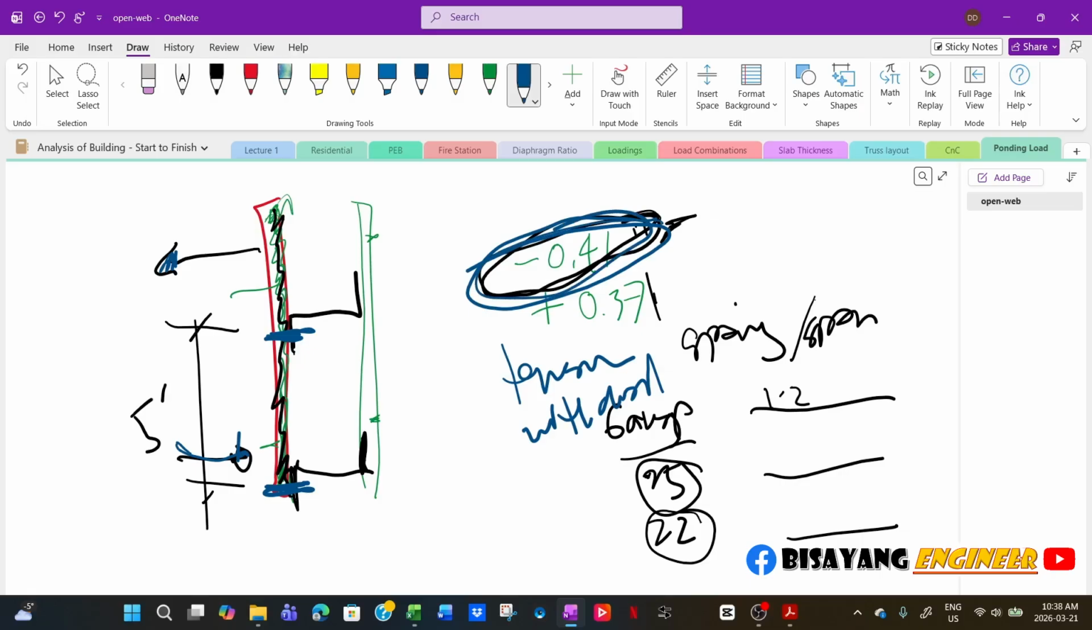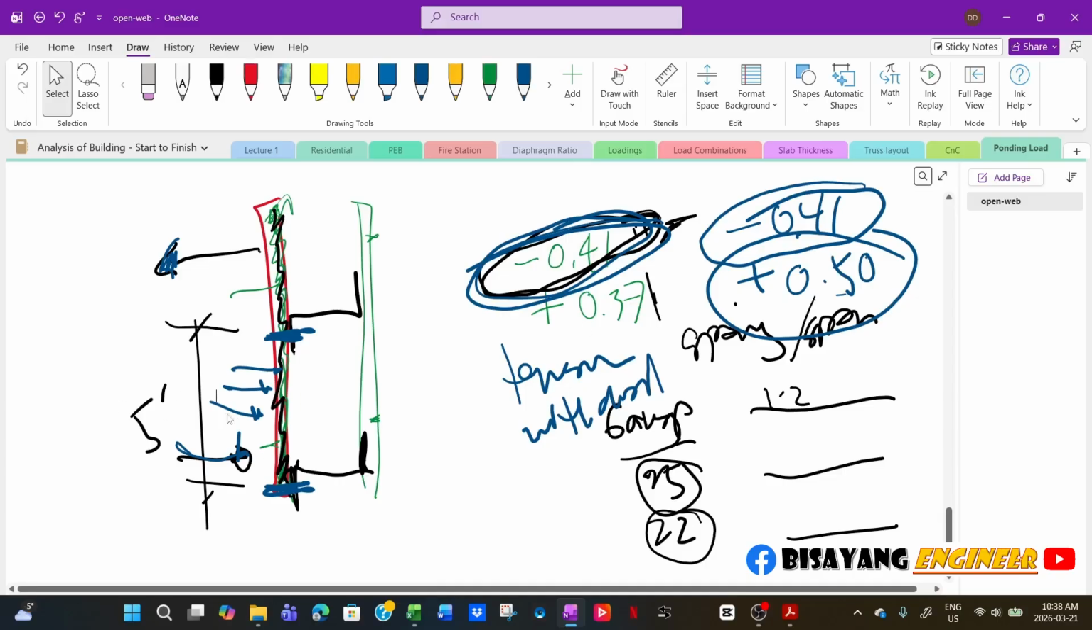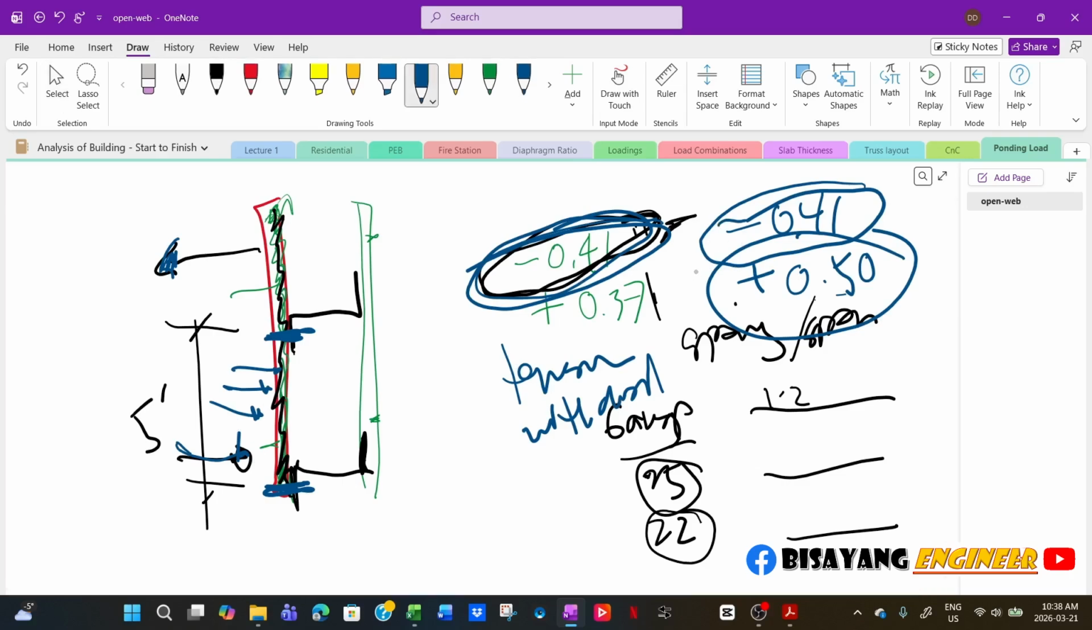But in case, for example, the negative pressure is say 0.41, but the positive value is say 0.50. Now, in designing the screw, it will be 0.41 because that's pulling. But when designing the cladding itself, you use 0.50 because that's the pressure acting on the cladding itself, pushing. So that's the worst condition. So don't be confused with the negative and positive value.